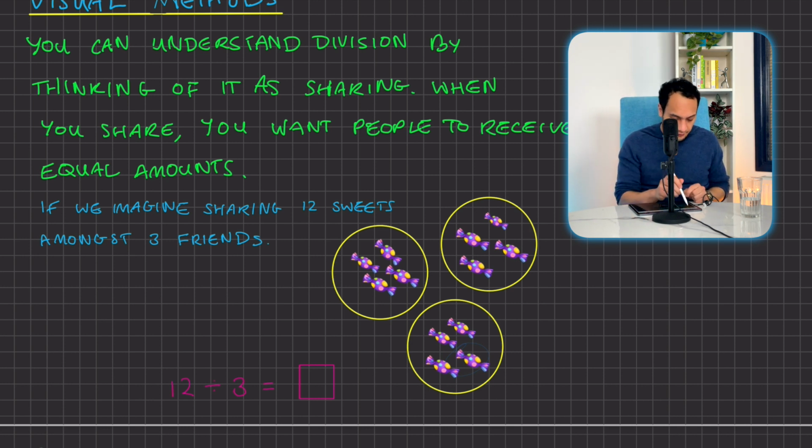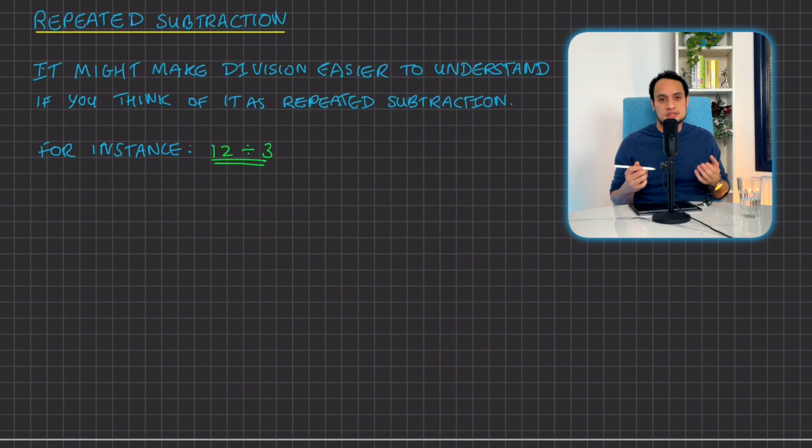Okay, so for that reason we know the answer to our dividend. So what's the name that we use for our answer in division? What's the technical term? Remember, it's quotient. So I can put that in there like that. So our answer will be each friend would receive 4. Once you've mastered this visual method, it might make division easier to understand if you think of it as repeated subtraction.